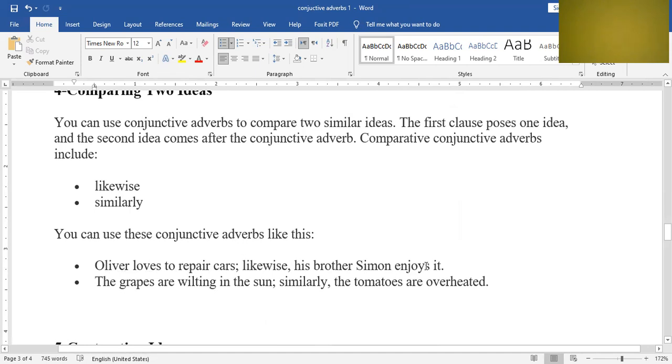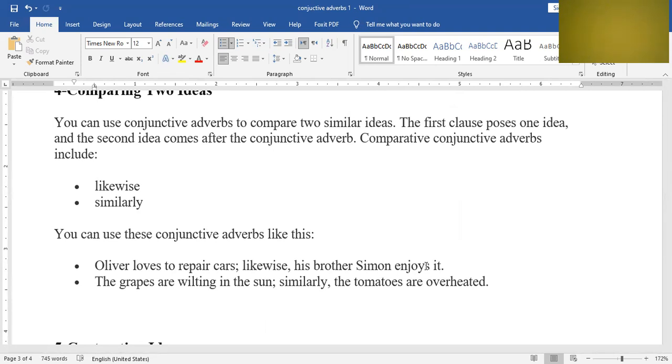Both of them like, they have this desire or this ability to repair cars. They are similar. Likewise, his brother. Oliver Twist, likewise his brother. Both of them like repairing cars.